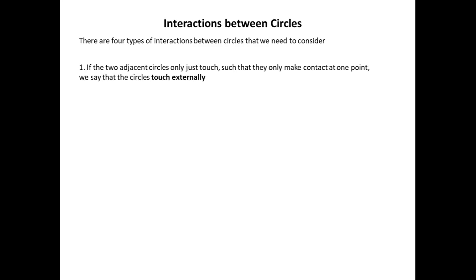Now, interactions between circles. There are 4 types of interactions between circles that we need to consider right now. I'm not saying there are only 4 types in the world, but these are the 4 we're going to concern ourselves with at the moment. Firstly, if 2 adjacent circles just touch so that they only make contact in one place, we say the circles touch externally.